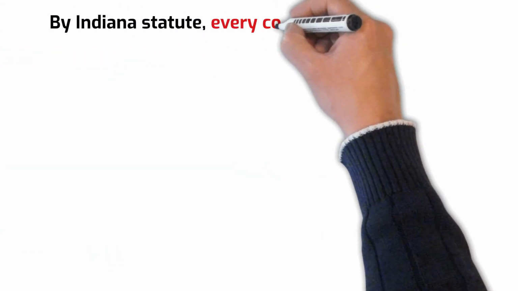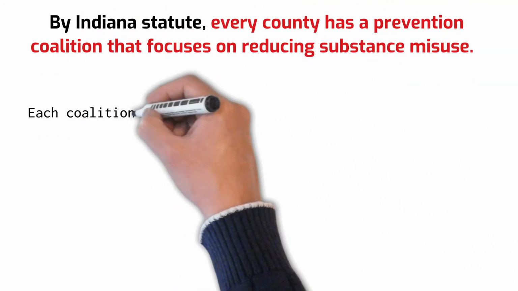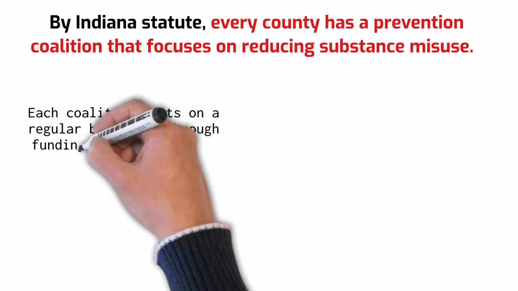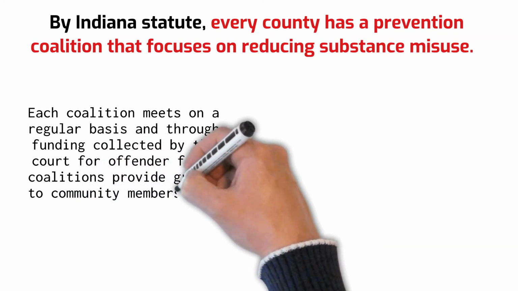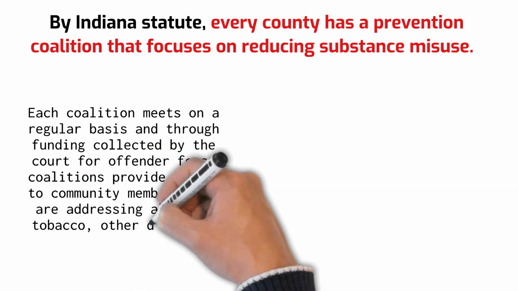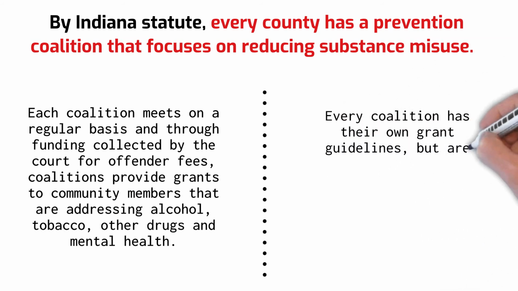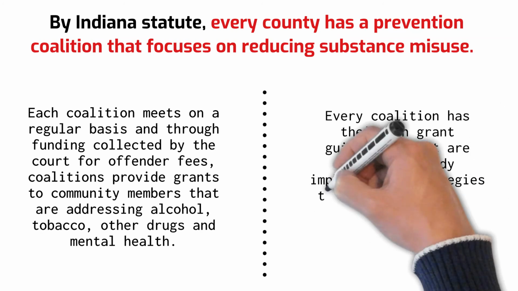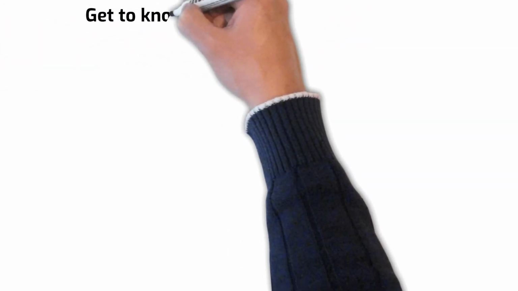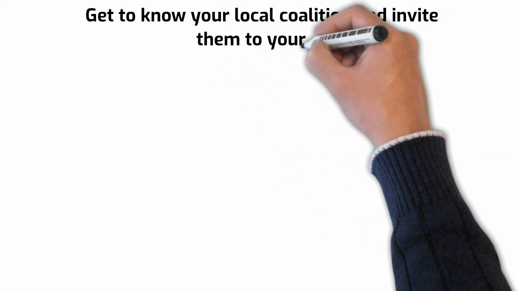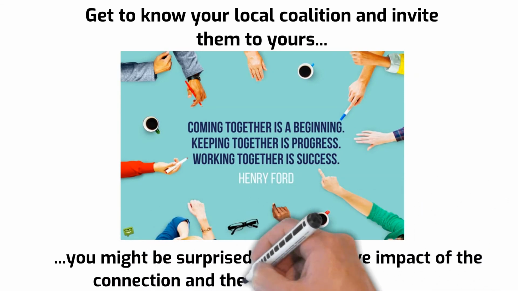By Indiana statute, every county has a prevention coalition that focuses on reducing substance misuse. Each coalition meets on a regular basis, and through funding collected by the court for offender fees, coalitions provide grants to community members that are addressing alcohol, tobacco, other drugs, and mental health. Every coalition has their own grant guidelines, but are likely already implementing strategies that fall under their comprehensive community plan. So, get to know your local coalition and invite them to yours. You might be surprised at the positive impact of the connection and the success that is possible.